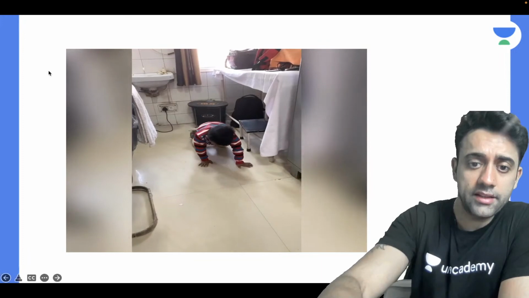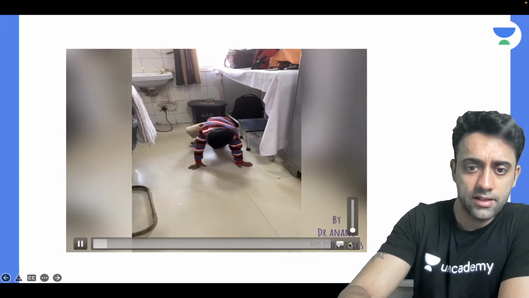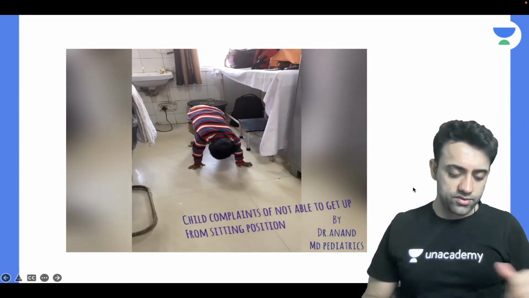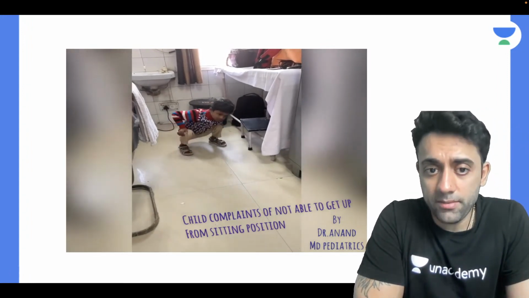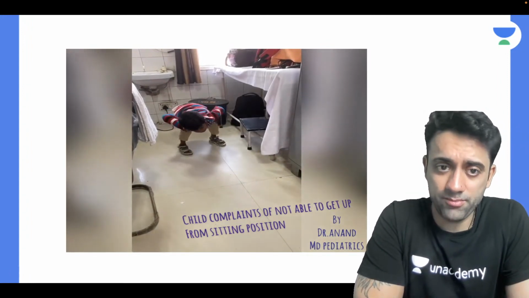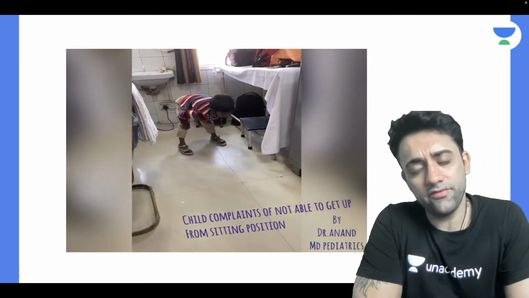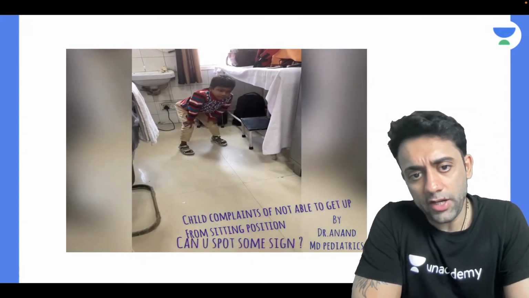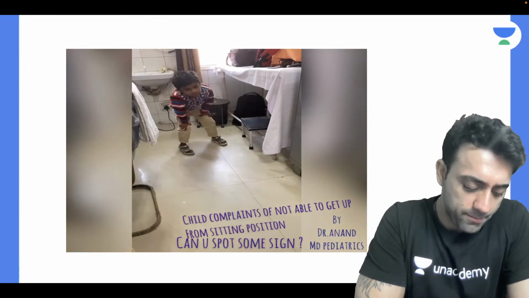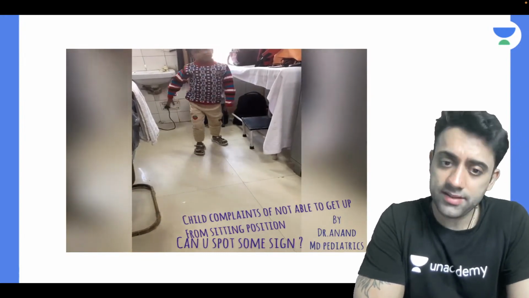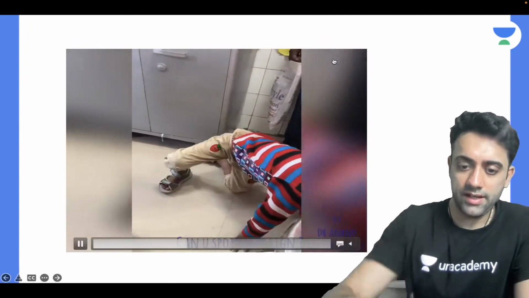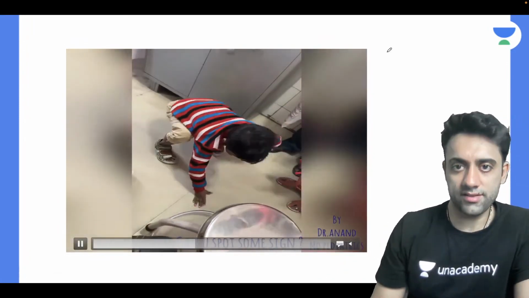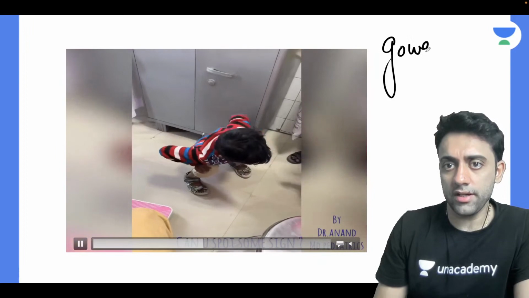And again, we have this beautiful case. Can you please tell me? I think everyone knows about it. So exactly. In this one, the baby is not able to get up from the sitting position. What sign is this? A very beautiful video. Can you please tell me which sign this is? Who told? Kyra is telling the right answer: it is nothing but Gower sign.